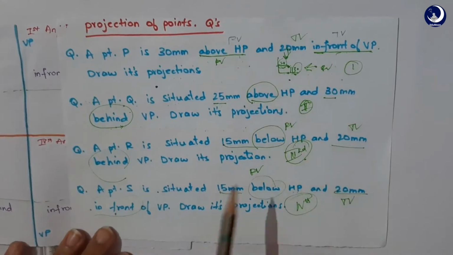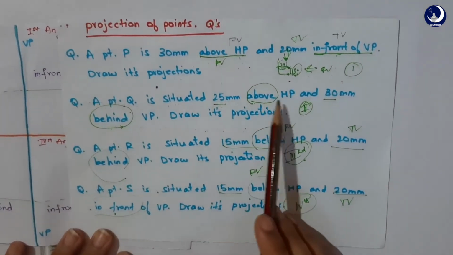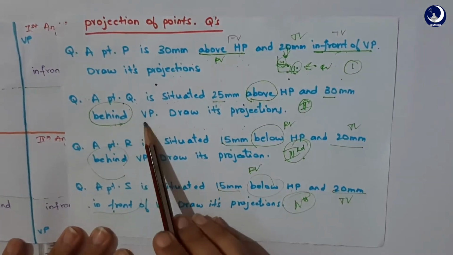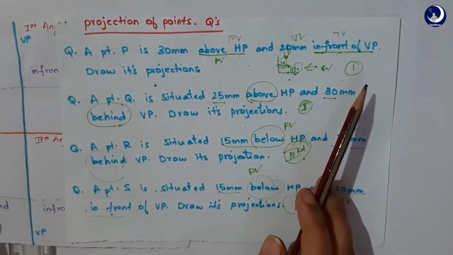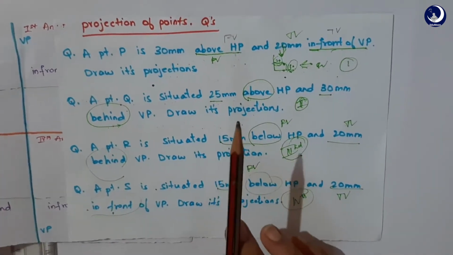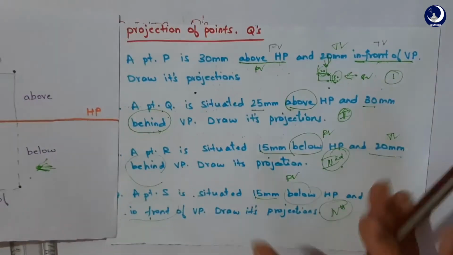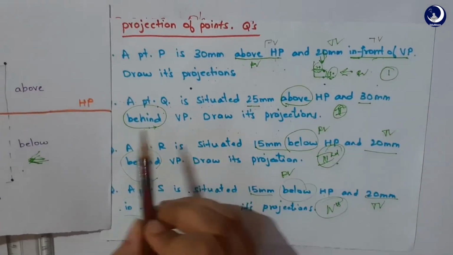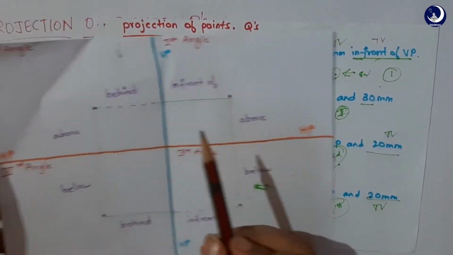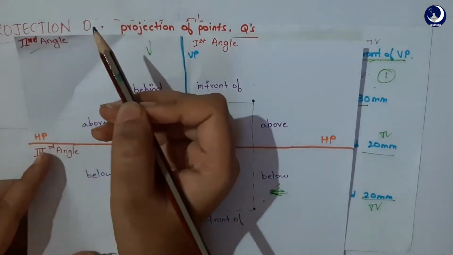Now let us move on to the second question. The second question says, a point Q is situated 25 mm above HP and 30 mm behind VP. Draw its projection. The first thing is to identify in which quadrant the point is, that is, which angle projection we have to draw. As I said, again the keywords above and behind, which I have circled. From this diagram, above and behind is clearly second angle projection.